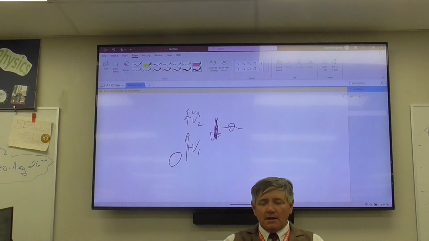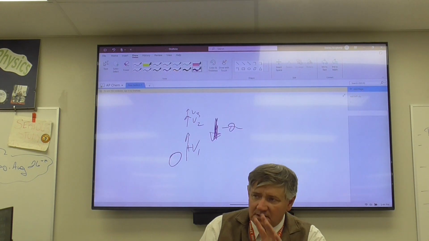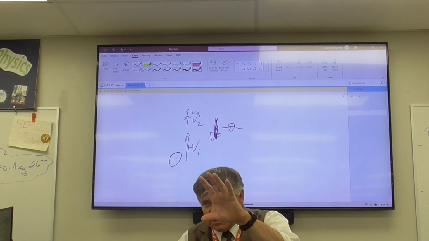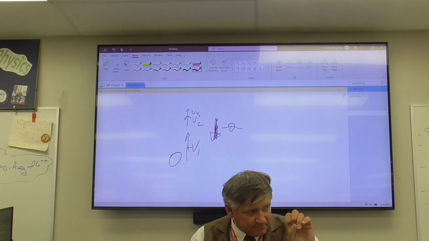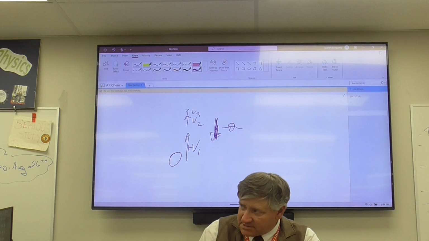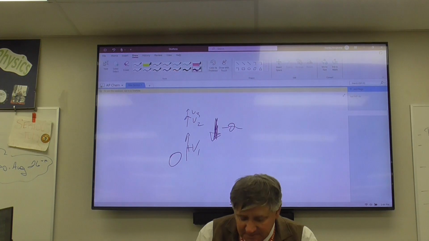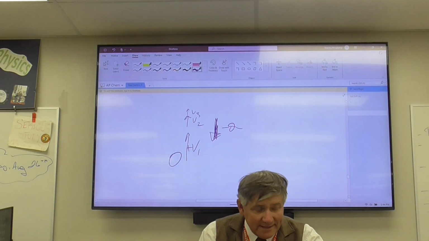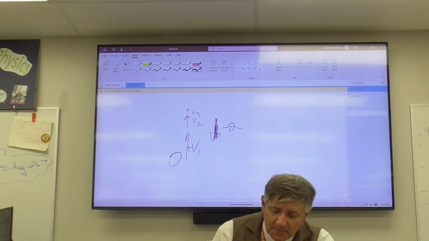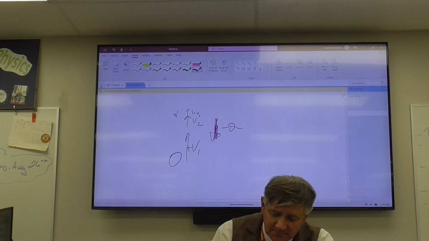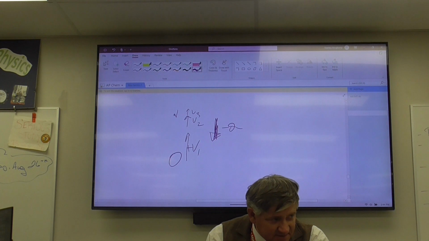Because I have positive velocity and it's slowing down, my acceleration vector is going to point in the opposite direction. Now, on the way down, Charles, which direction are my velocity vectors going to point?